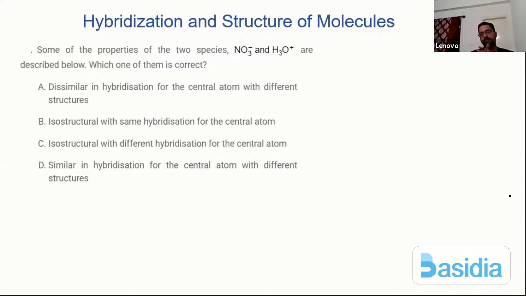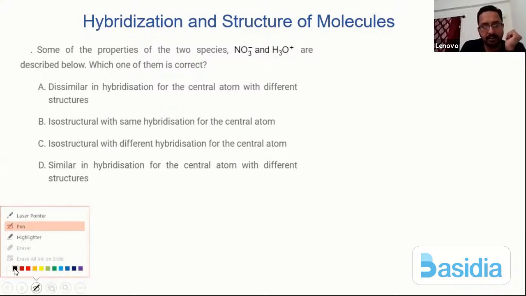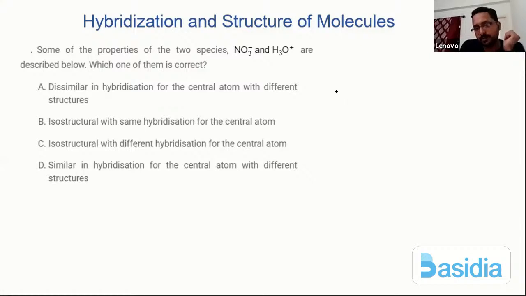Some of the properties of the two species, NO3 minus and H3O plus, are described below. Which one of them is correct is the question. You need to find it. So how do you solve this one? We have been discussing the NO3 minus molecule, correct? Nitrogen is here with a double bond oxygen, then a coordinate bond oxygen, then a single bond oxygen with a negative charge, correct?